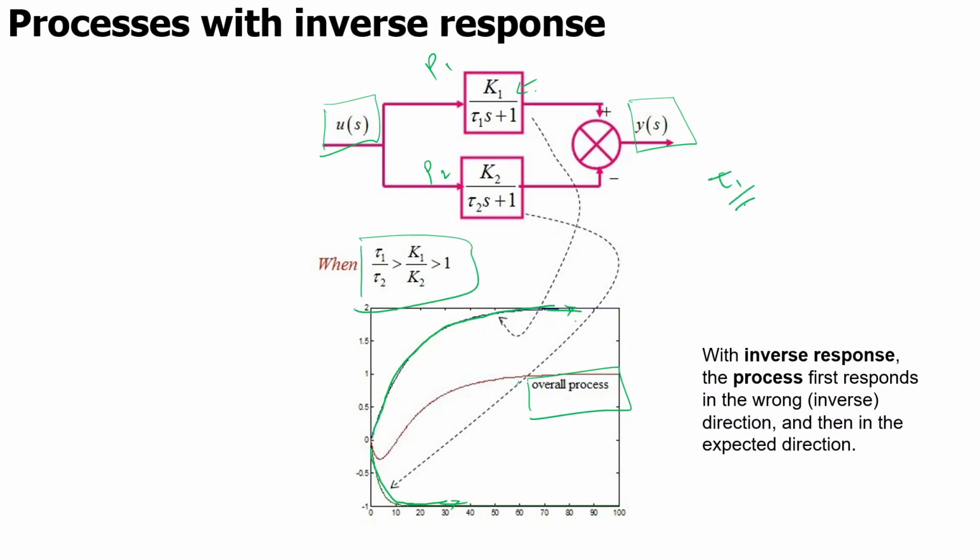First is tau 1 upon tau 2 is greater than 1. That is, the time constant for the first process is larger than the time constant for the second process. That means it will take a higher time for the system to reach stability. So the first process will take higher time to become stable. That is being shown in this graph. Here you can see that it will become stable at this point.